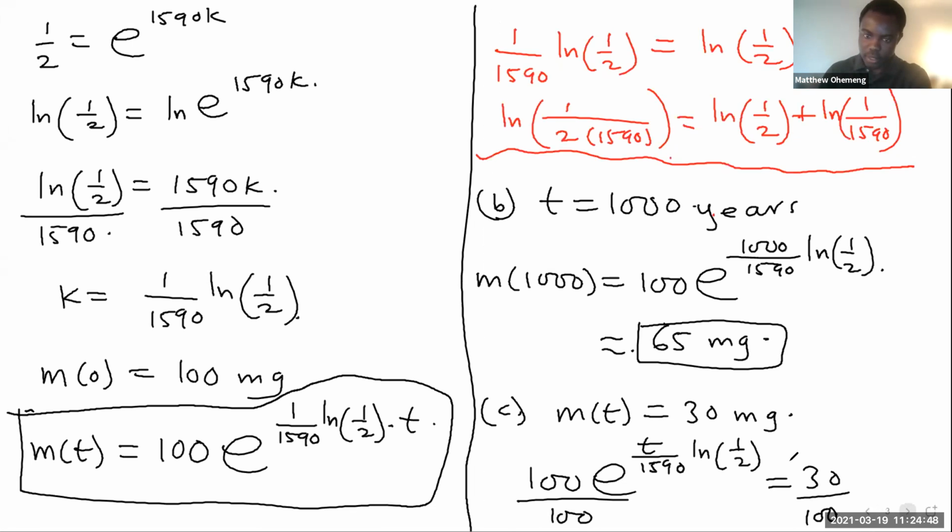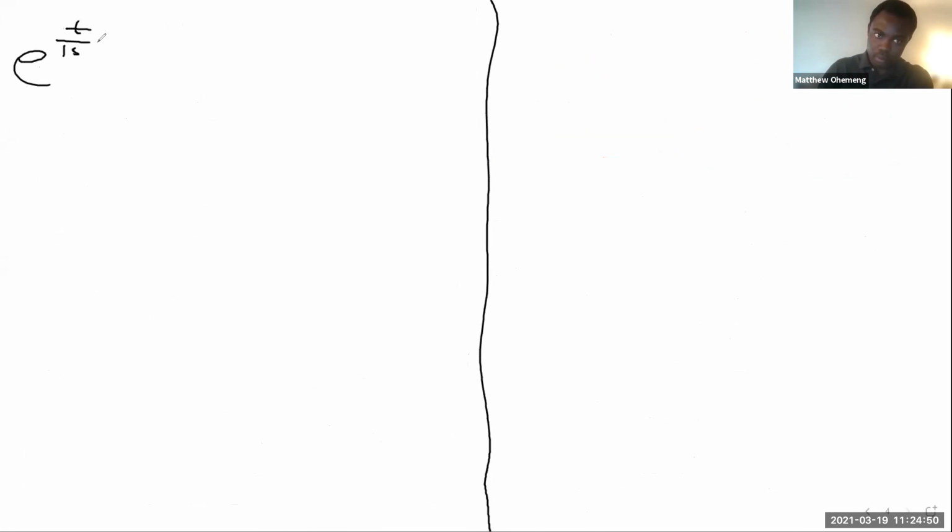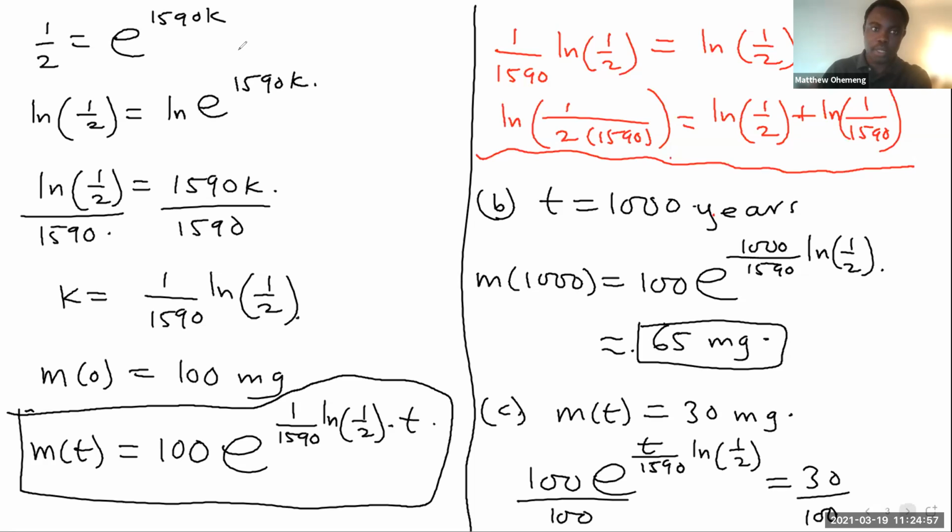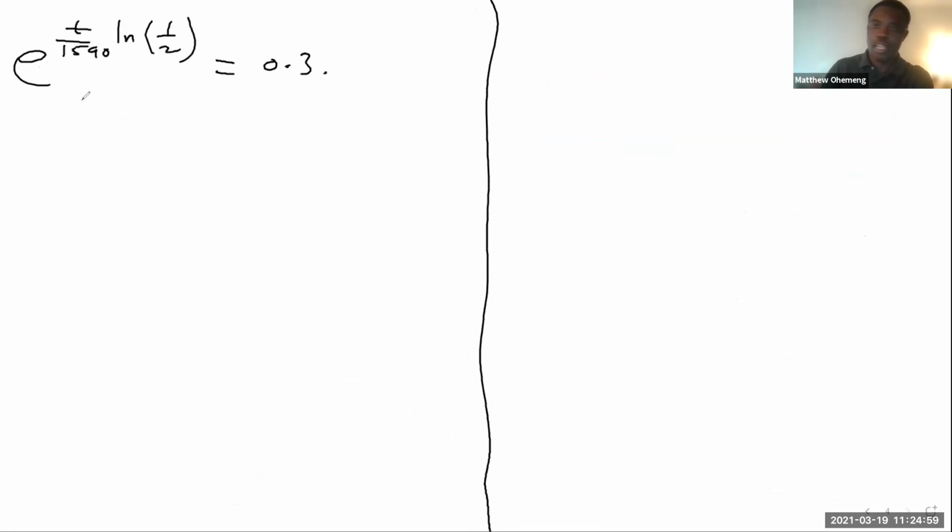So that means that we have e to the, what's left here, t over 1590, then ln of 1 over 2, and then equal to 0.3. Now, in order to find what is in the power here, you have to take ln of both sides. So ln of this result, and then equal to ln of 0.3.